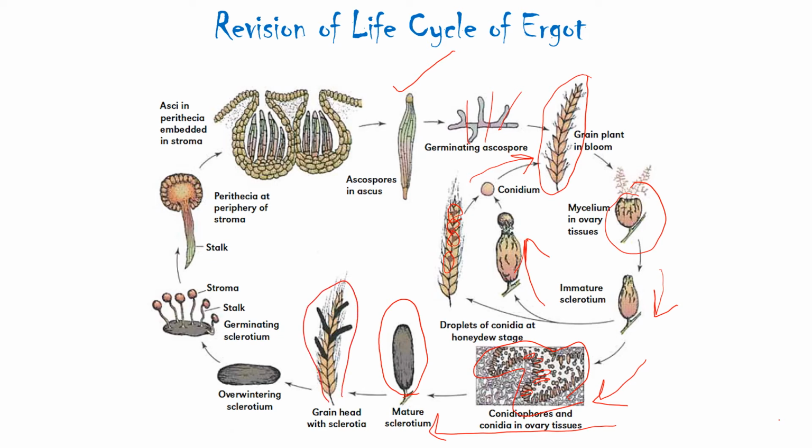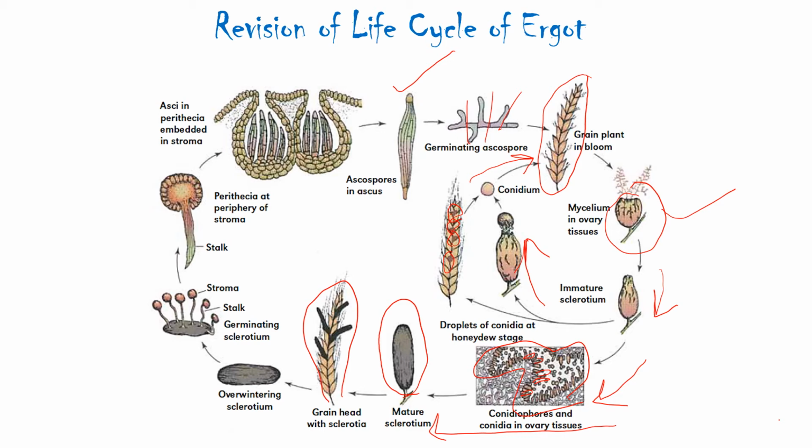Actually, the germination of ascospores leads to the formation of hyphal strands, and then there is the formation of the mycelium layer. At the same time, there is the formation of conidiospores, which are the asexual spores, and then transferring them to different florets or plants takes place.